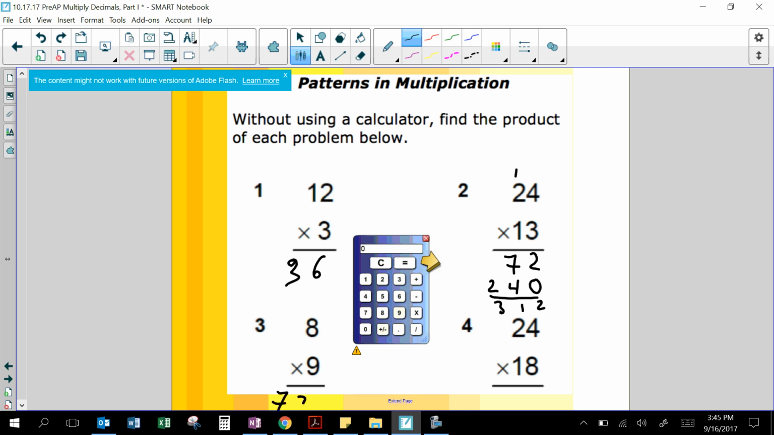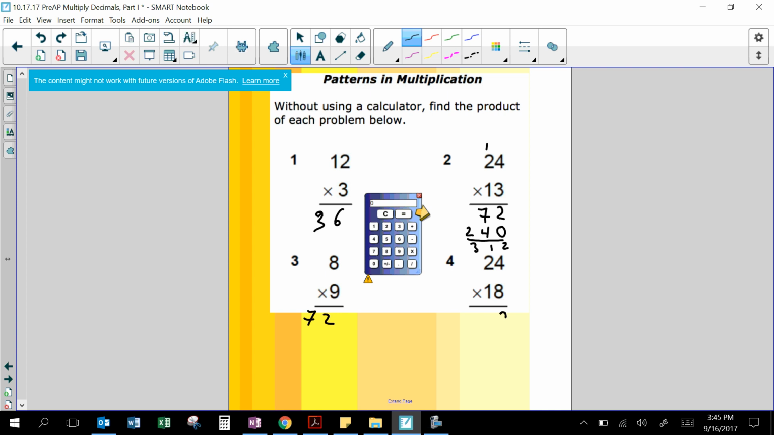8 times 9 is 72. And for this one, let me extend the page. 8 times 4 is 32. Carry the 3. 8 times 2 is 16 plus 3 is 19. Placeholder. 1 times 4 is 4. 1 times 2 is 2. This adds up to 432.